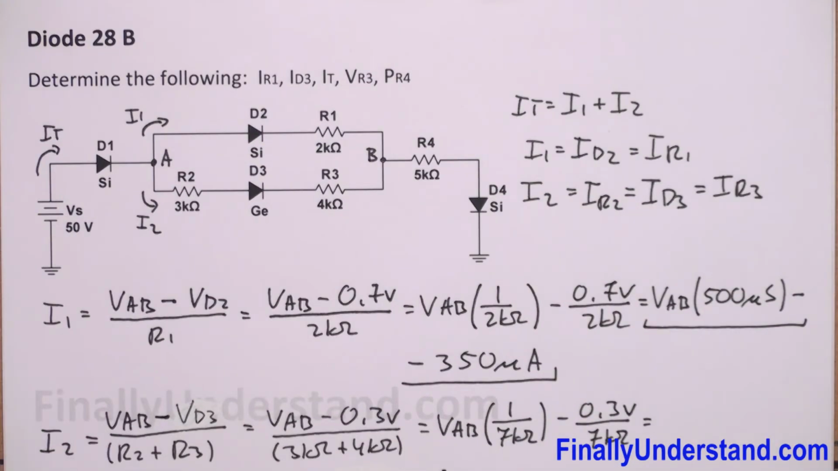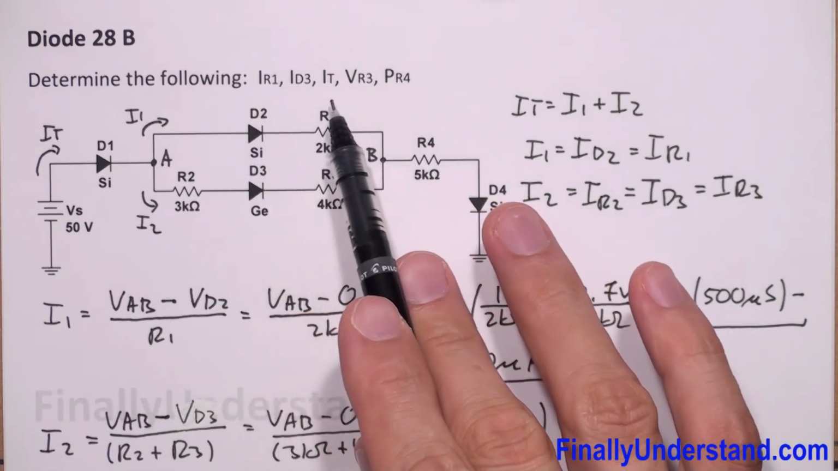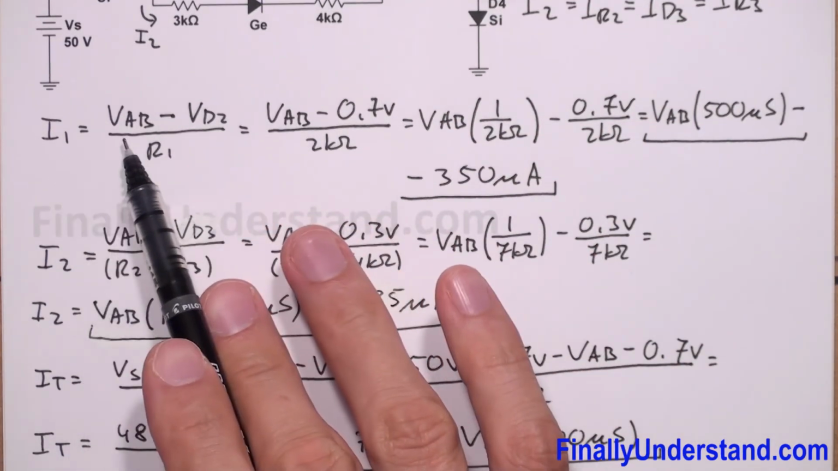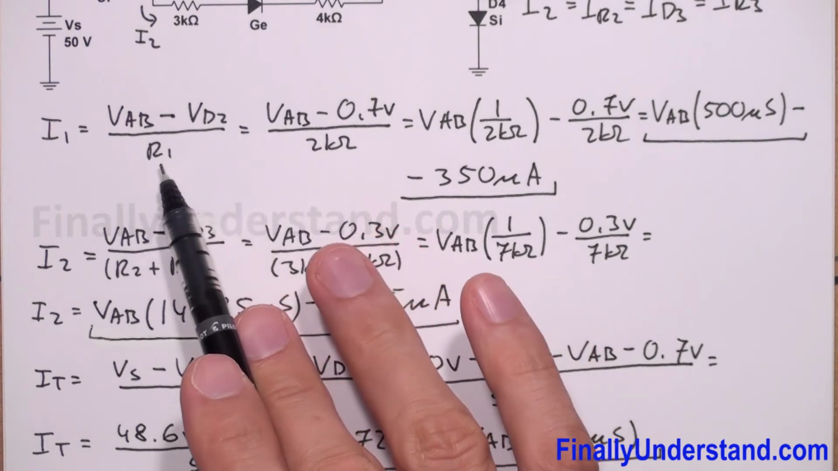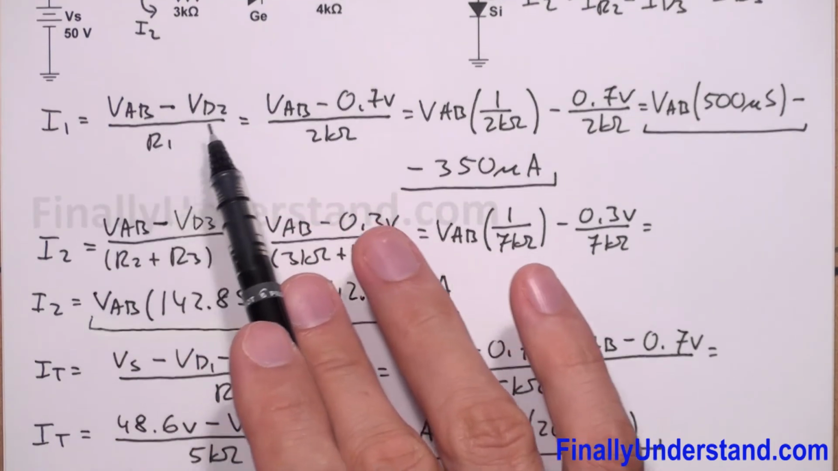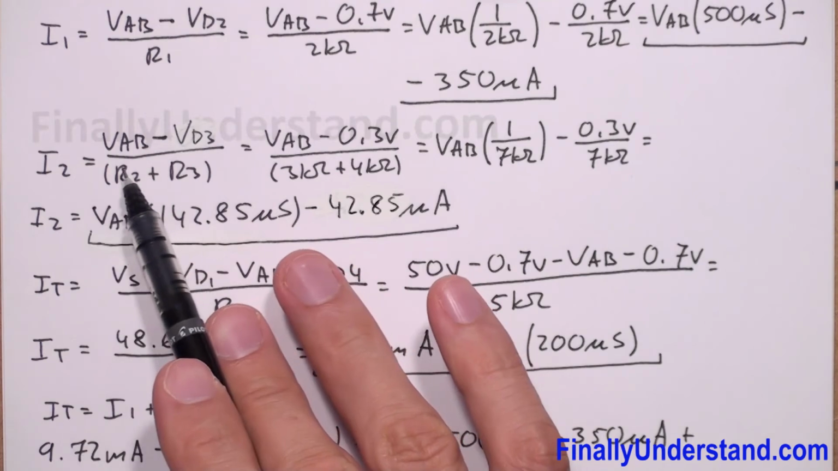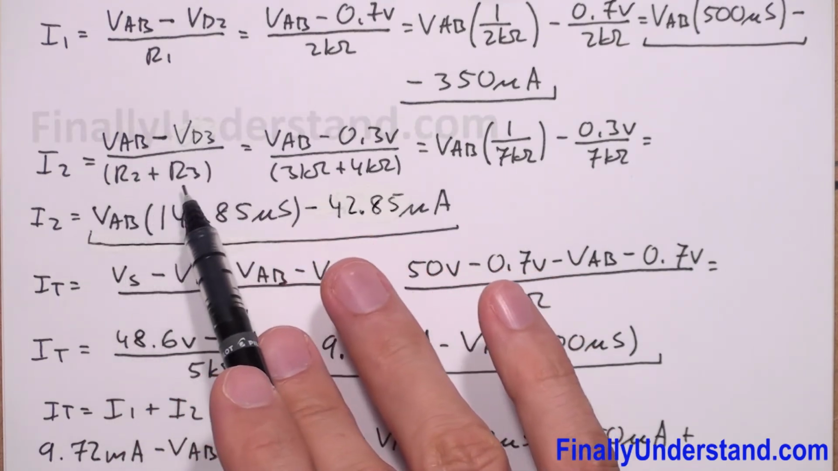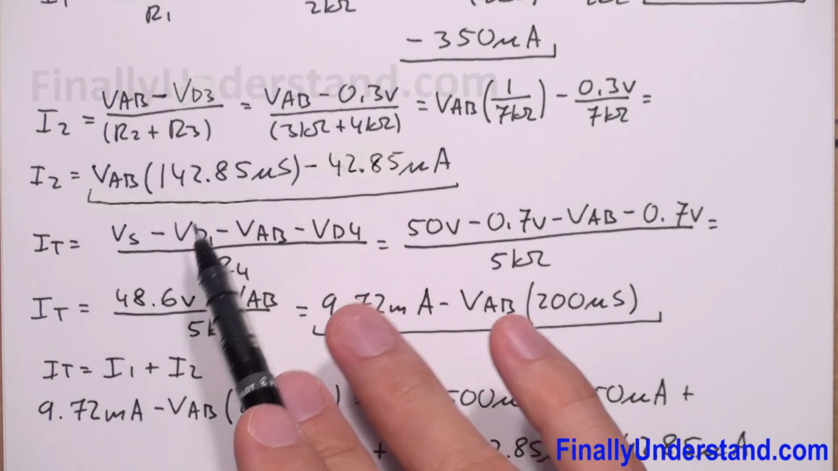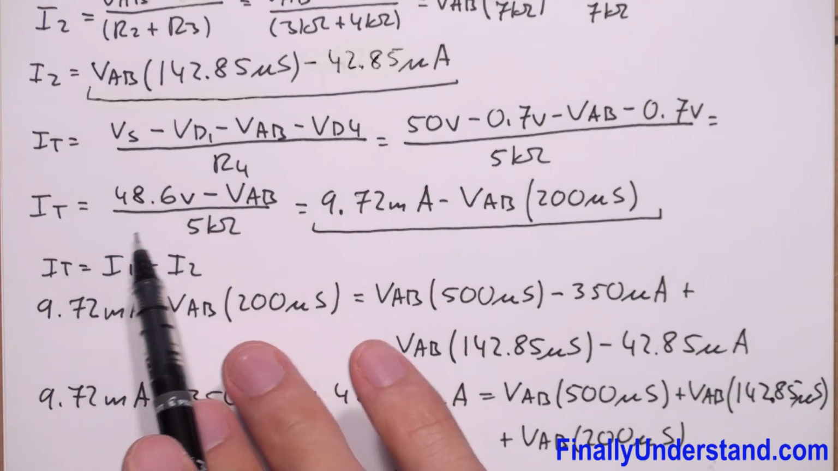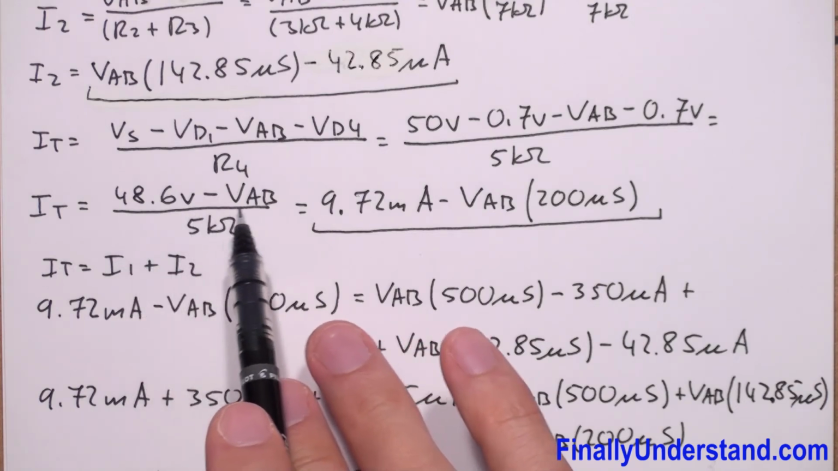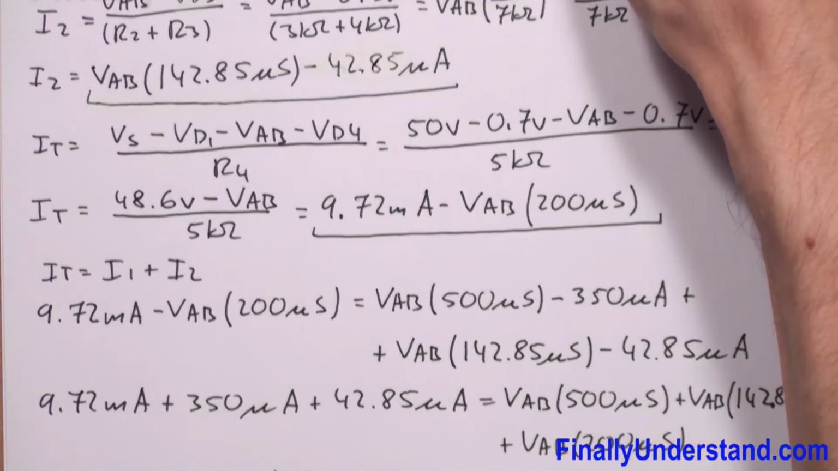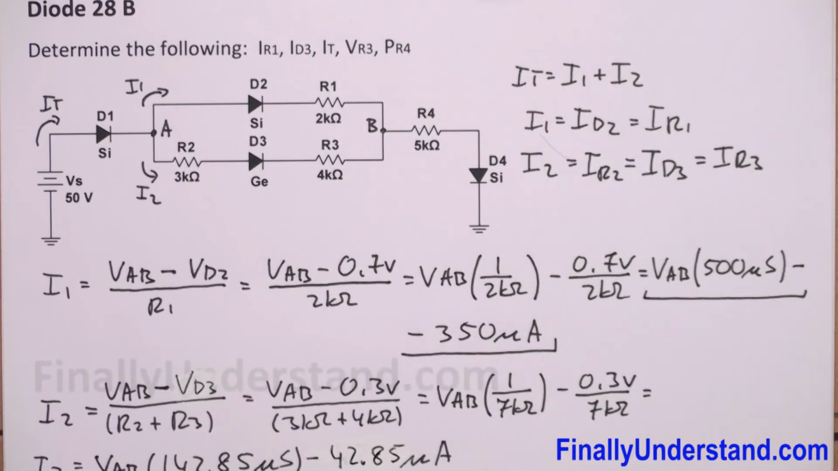Next, we're supposed to find the currents IR1, ID3, and I total. We found the formula for I1, which is equal to VB minus VD2 over R1. So I'm going to use this formula first. Later on, I'm going to use the formula for I2, VAB minus VD3 over R2 plus R3. And later on, I'm going to use this formula: I total is equal to 48.6 volts minus VAB over 5 kilo.